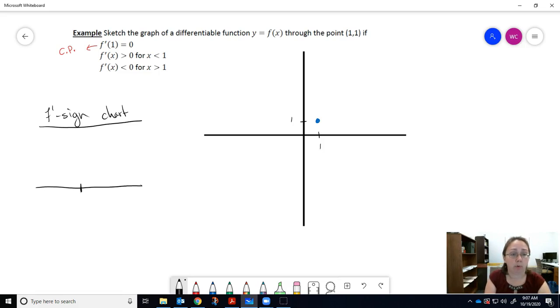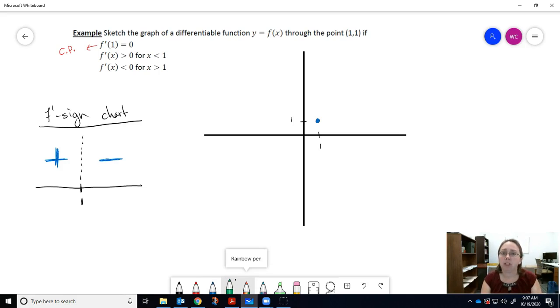So our critical point we're going to put on our number line. So x is 1. That's where our first derivative is 0. And it actually tells us the sign of our derivative. For everything less than 1, everything on the left, the first derivative is positive. So I can actually put my sign. They've given us that information. We know the first derivative is positive on the left. The first derivative is negative for x greater than 1. That's everything to the right. We are negative.